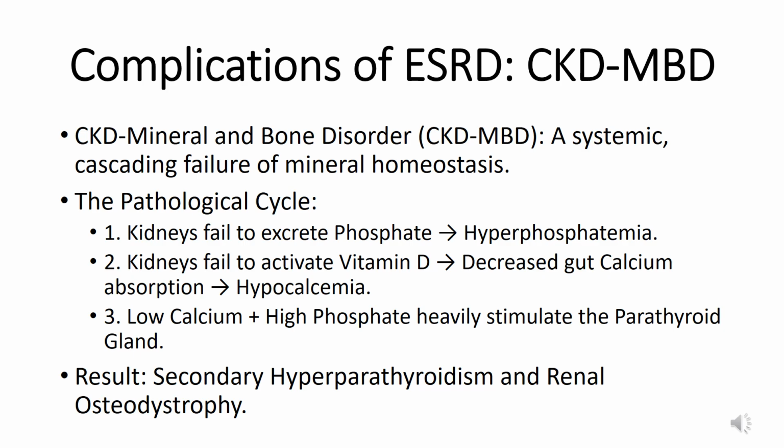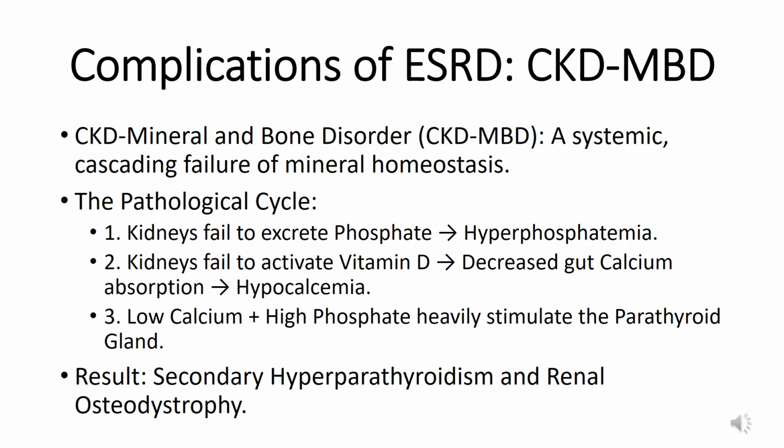Phosphate remains high. Calcium remains low. Parathyroid hormone continues to rise. Over time, this chronic stimulation becomes harmful. Bone structure begins to break down. This process is called renal osteodystrophy. Bones become weak and demineralized. Patients are at higher risk of fractures. Bone pain may also develop.